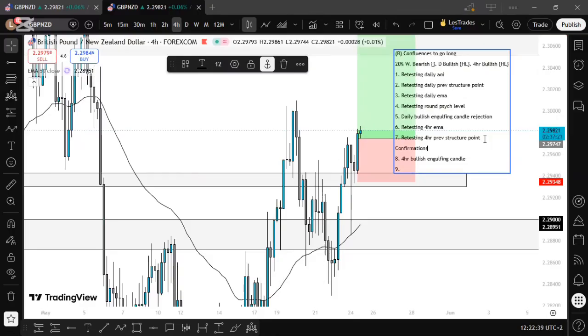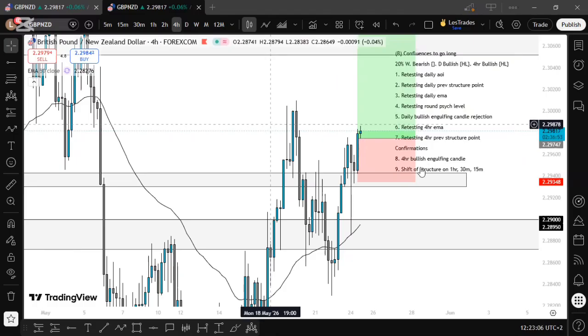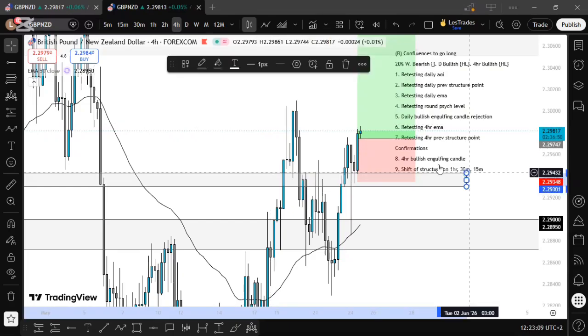We need at least a bullish engulfing on the 4 hour, 2 hour, 1 hour, and at least some shift of structure on lower time frames. You understand me? So a shift of structure on 1 hour, 30 minutes, 15 minutes. The reason why I write down all these time frames is because I want to be sure of my story. I want to be sure that all these time frames, this move is happening all at once, showing they're not here to play. You understand me?